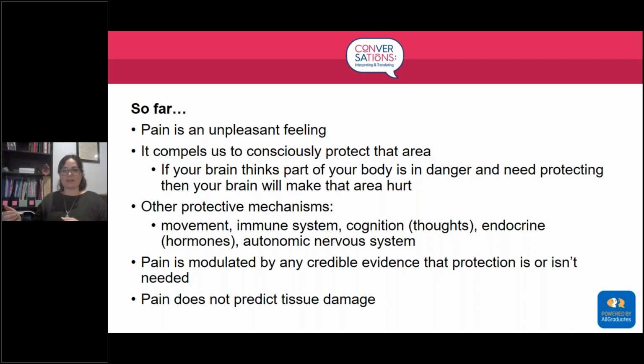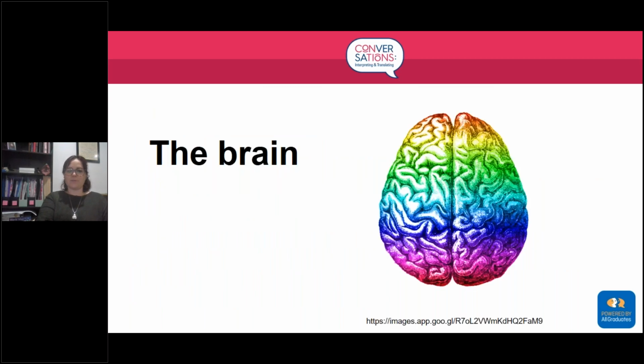Whereas then we have our parasympathetic nervous system, which is called our rest and digest system. That's the one, exactly as it says, when we're resting or digesting food and going through those daily functions, that one will kick in. So those two systems are there to really protect us, either to allow us to fight or flee or to rest and digest. Pain is modulated or changed by any credible evidence that protection is or isn't needed. We're going to come back to that one a lot. And pain does not predict the amount of tissue damage that is present. So, the brain.